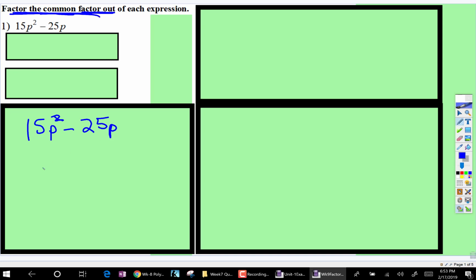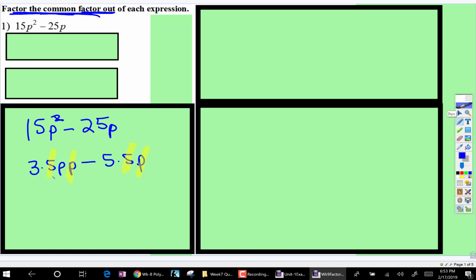Well, if we took the time and wrote 15 as 3 times 5, p squared is p times p, and I'm going to put the subtract sign. 25 is the same as 5 times 5, and that's p to the first. And then let's pay attention to what they have in common. They have a p and a p. They have a 5 and a 5. Do they have anything else in common?